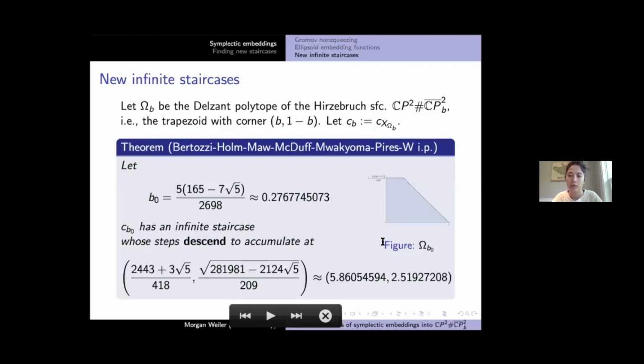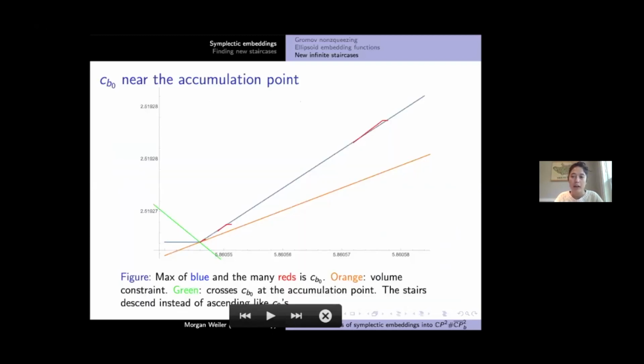Okay, so what does this look like? We have different programs that can plot different things, so that's why the staircase is plotted using several different plots. Again, the orange is always the volume constraint, and the CB0 is the maximum of the blue and the little red steps. So for example, up at the top, you can see that the red is significantly above the blue. So the actual CB0 doesn't include the blue part that's underneath the red part.